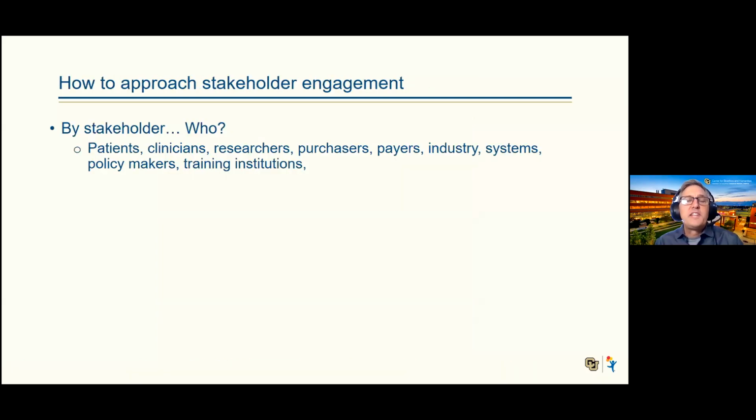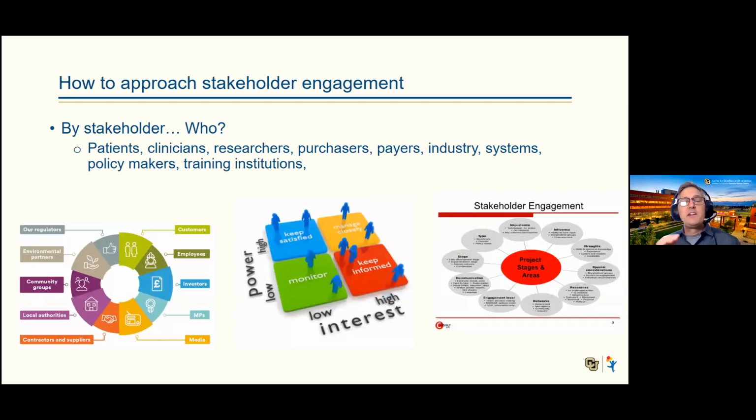One way to organize stakeholder engagement is by thinking about who are the stakeholders that you need to be involved in your research process. Is it patients? Is it other researchers? Is it purchasers? Is it industry? Is it training institutions, and so on? And there are a lot of different frameworks for thinking about this. I'm not going to go through these, but just to say that within the business environment, this is often stratified by the level of interest, the extent to which they're going to want to spend their time and energy involved in your research project.